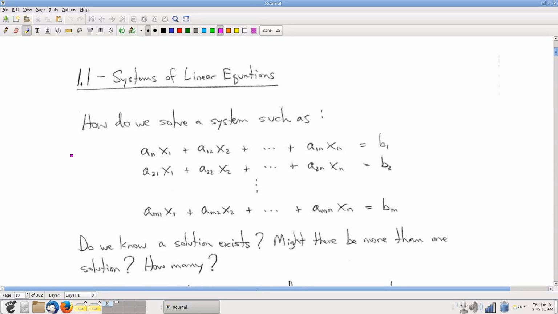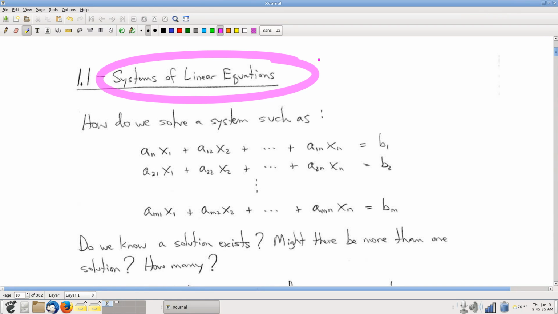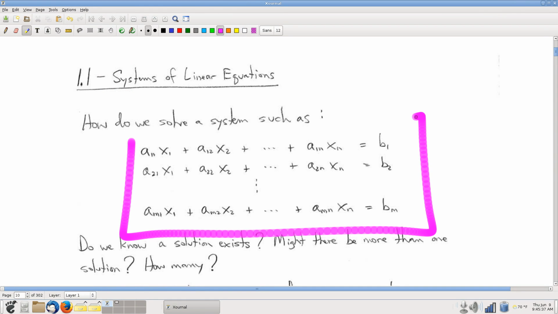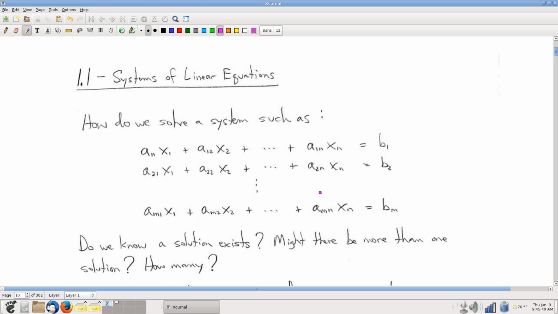We're going to start our discussion of linear algebra by studying systems of linear equations. And here is an example of a system of linear equations. So we call them equations because, well, they are equations.